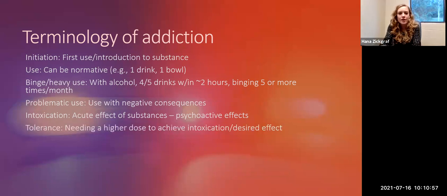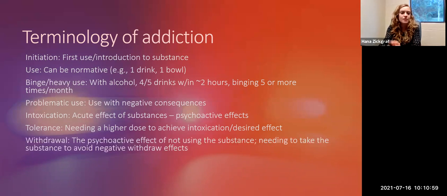What we're going to talk about in the rest of this lecture is tolerance and withdrawal. Tolerance refers to the phenomenon where users over time start to need a higher dose to achieve the same level of intoxication that they used to get from a lower dose. Withdrawal refers to the psychoactive effect of not using the substance, which perpetuates the use of substances because people start to need to take the substance in order to avoid uncomfortable or sometimes even dangerous withdrawal effects.